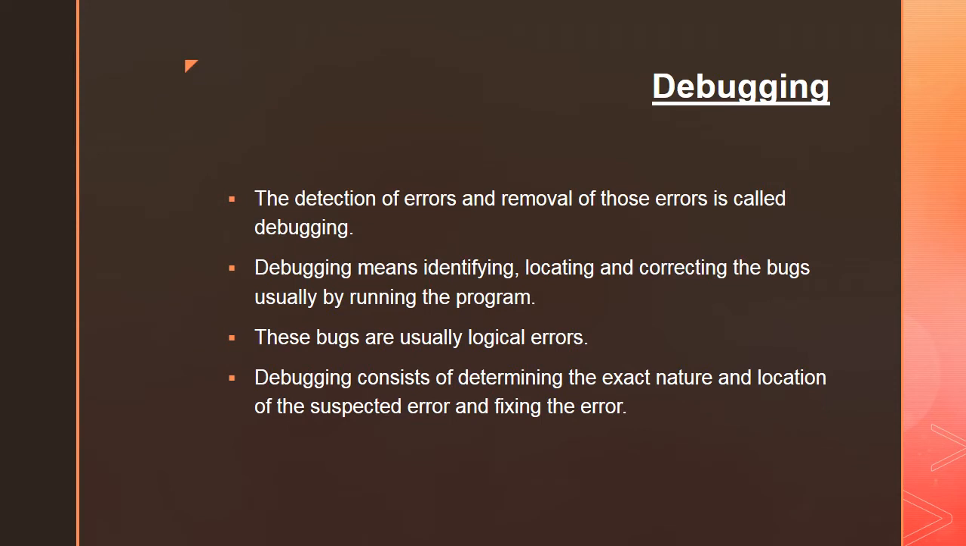So what is debugging? The detection of errors and removal of those errors is called debugging. Debugging means identifying, locating and correcting the bugs, usually by running the program, and these bugs are usually logical errors. So debugging consists of determining the exact nature and location of the suspected error and fixing those errors. Here by bugs we mean various kinds of logical errors that can occur in the software program, and by this technique of debugging we are removing those errors.